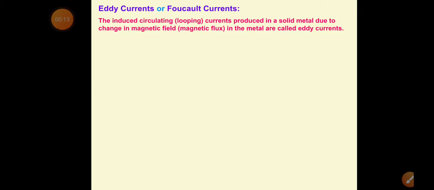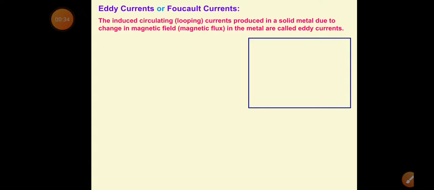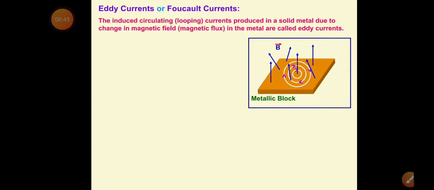First, let us define it in a simple way. The induced circulating or looping currents produced in a solid metal due to change in magnetic field or magnetic flux in the metal are called eddy currents. To understand this, let us take a sample of metal, say a metallic block, and say this metallic block is subjected to the changing magnetic flux.